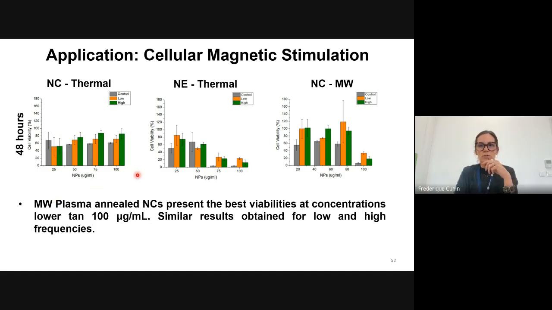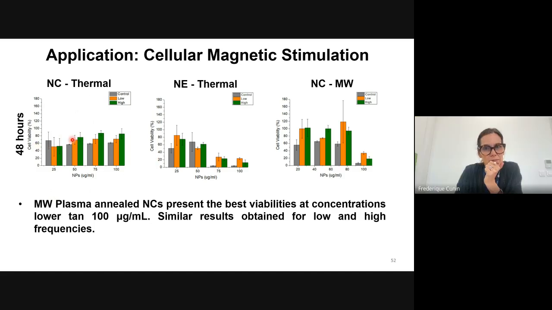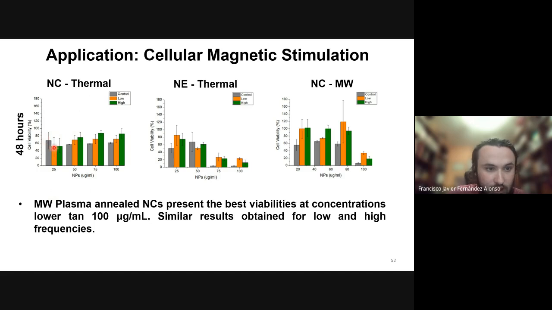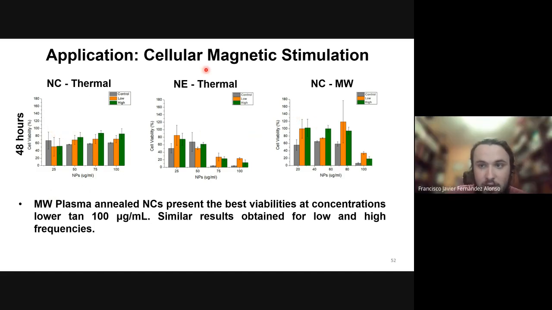In this case, these nanoparticles are not functionalized. That's why the control groups have viabilities that are lower than 100%. They are toxic. For this to have a real application, we would need to functionalize and try to make the control group have the greatest viability possible. But we see that when we apply this magnetic field, we have an increase in the viability of the cells. And that's the application.